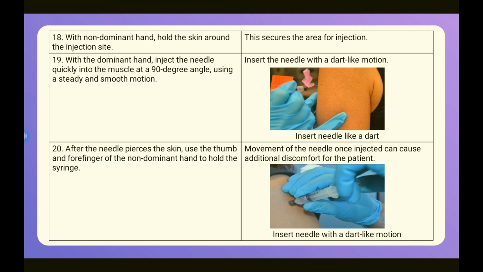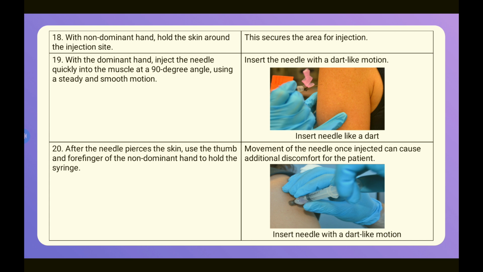Number 18. With the non-dominant hand, hold the skin around the injection site. This secures the area for the injection. Number 19. With the dominant hand, inject the needle quickly into the muscle at a 90-degree angle, using a steady and smooth motion. Insert the needle with a dart-like motion, as you see in the next image.